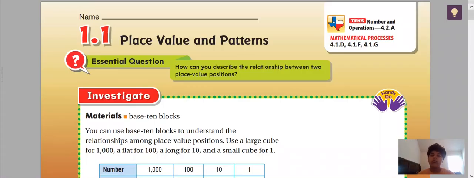Hello everyone, welcome to the first ever series of the Go Maths Grade 4. Today we'll be talking about Topic 1, Lesson 1, Place Values and Patterns.